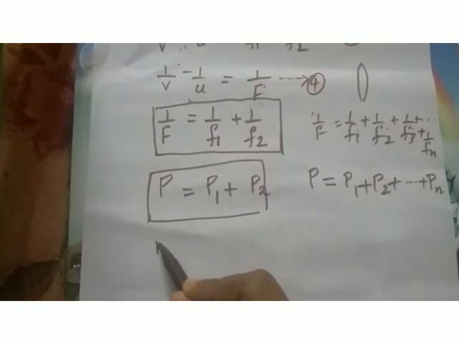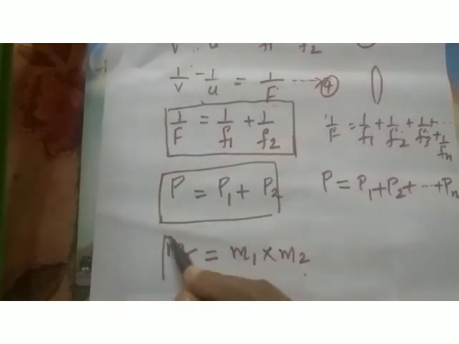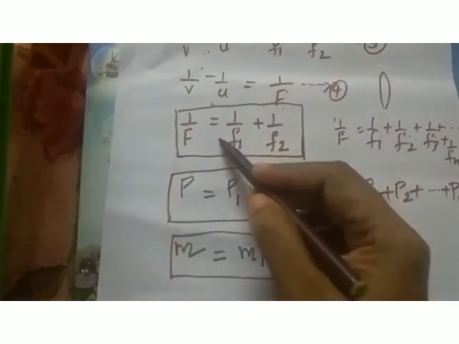Then what will be the magnification? Then total magnification of the system or of the combination will be m1 into m2, where m1 and m2 are the magnification produced by the first and the second lens respectively. So don't add the magnification values. If you want to get the total magnification of the combination, multiply the magnification produced by the individual lenses. So these are the expressions to find out the focal length, power and magnification of the combination of thin lenses.